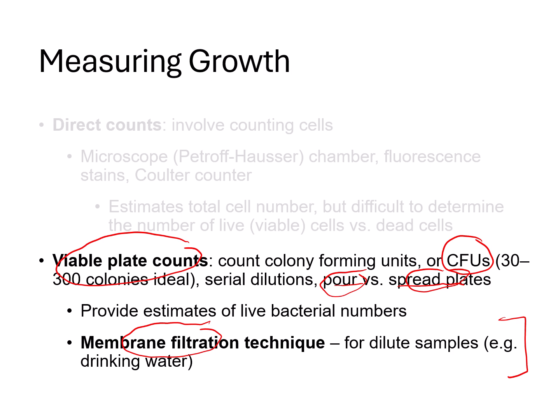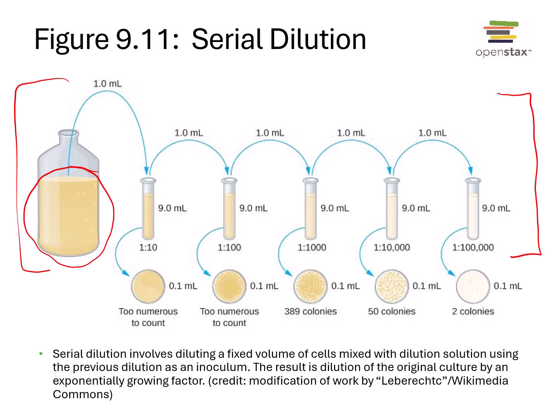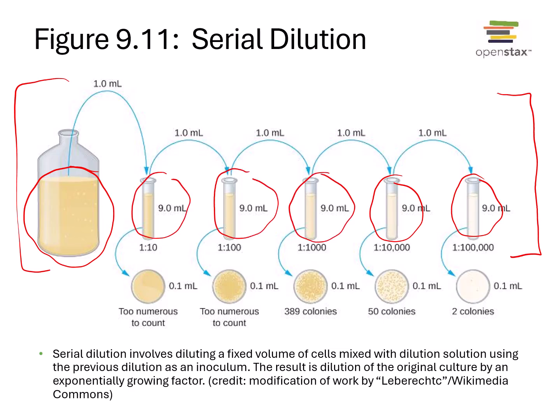So in this picture, I have a serial dilution shown here. Here's my original stock, my sample. And then here I have tubes with just media, and it looks like 9 milliliters of media per tube. Imagine it's sterile media at this point. I'm going to take 1 milliliter of my stock, my original sample, and put it into 9 mils, making a total volume of 10 milliliters. So that's a 1 in 10 dilution.